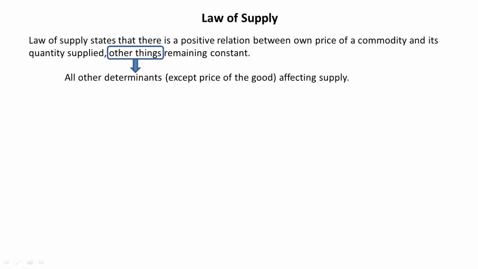By other things here, we mean all the determinants other than the price of the good that might affect the quantity supplied of the good. We will discuss these other factors while discussing the movements and shifts in supply curve.